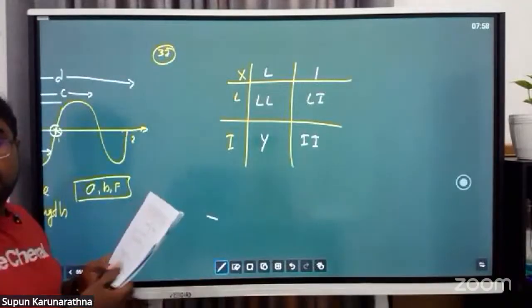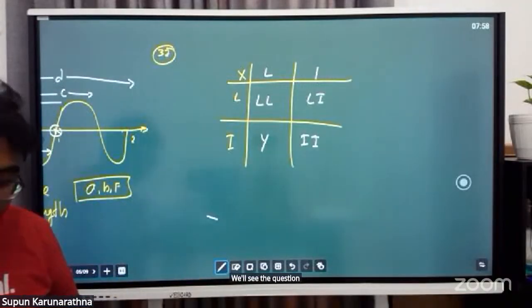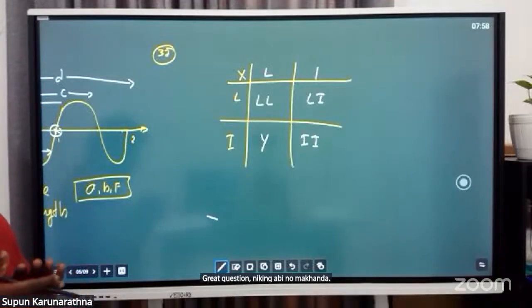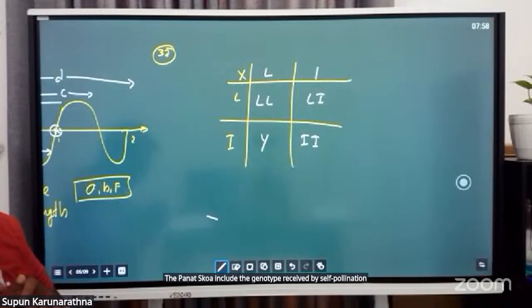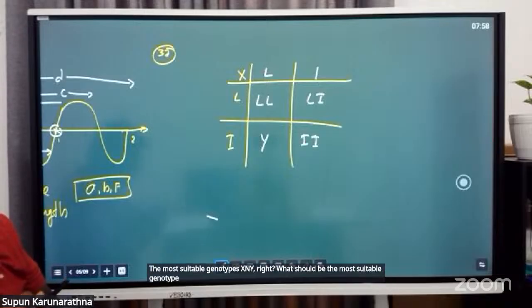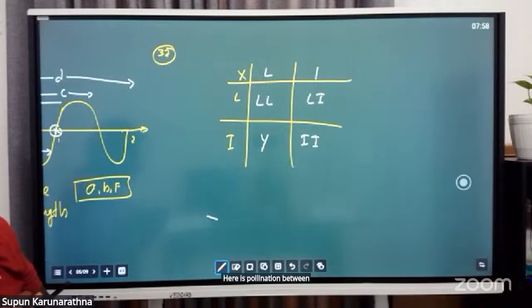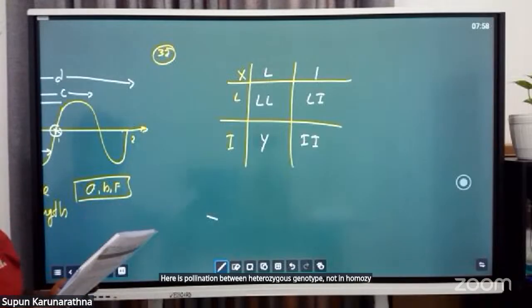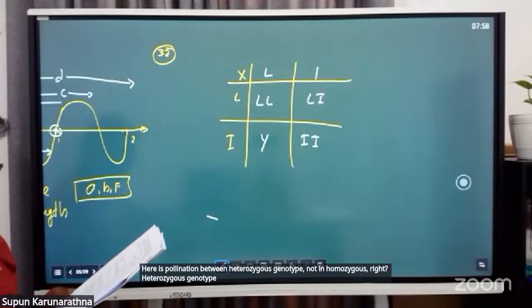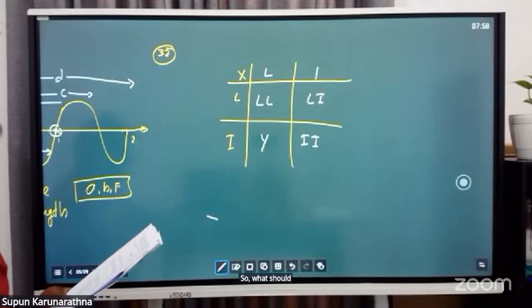We'll see the question. The Punnett square includes the genotype received by self-pollination between the heterozygous genotype of long leaves. The most suitable genotypes X and Y. What should be the most suitable genotype? Here it is pollination between heterozygous genotypes, not homozygous. Heterozygous genotype. So what should be the answer?